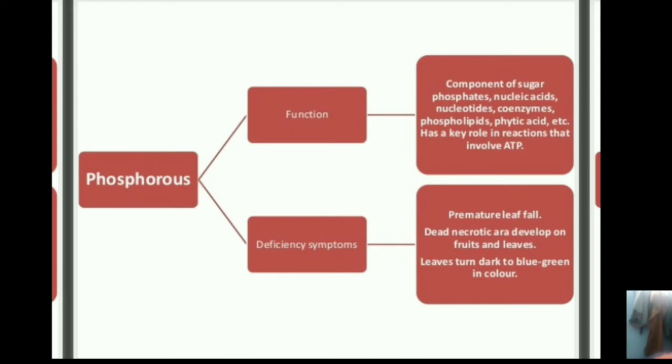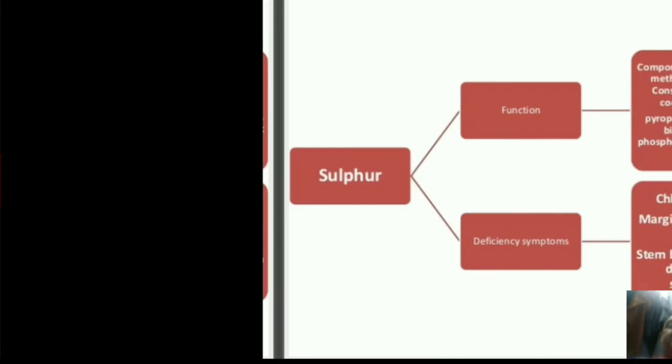When we observe phosphorus deficiency symptoms, premature leaf fall will be seen, and dead necrotic areas develop on fruits and leaves. Some spots develop on the fruits and leaves, and leaves turn dark to blue green in color. So these are the symptoms of phosphorus deficiency.